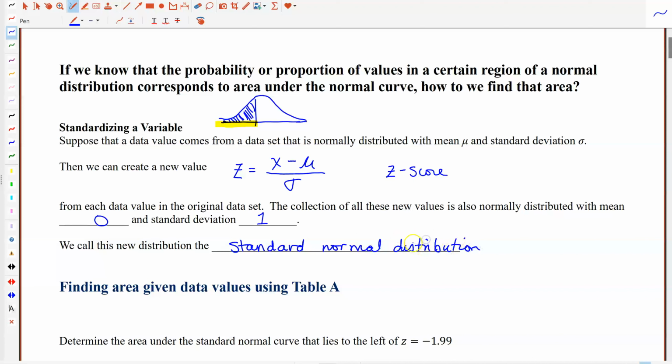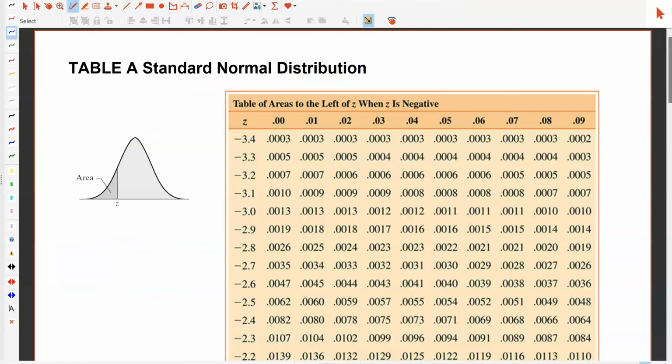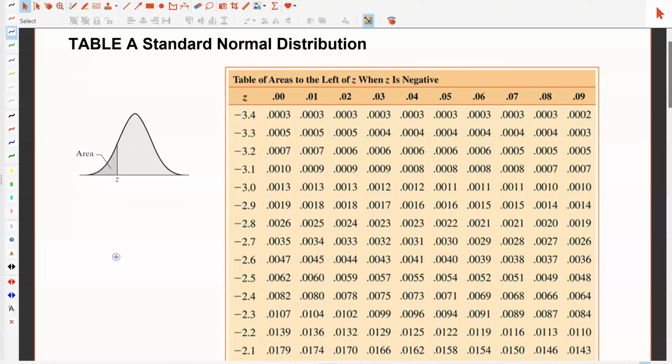This distribution is helpful for a variety of reasons, but one of the things we can use it for, since I can do this with any data set, is that I can take the data value, subtract off the mean, and divide it by the standard deviation, and I get this z-score. We can create tables of, for various z-scores, what the area under the curve would be with respect to that z-score. So I have a table right here. I'm going to call this table A. What this table is going to tell me is, if I have a given z-score, what the area is under the curve to the left of that z-score.